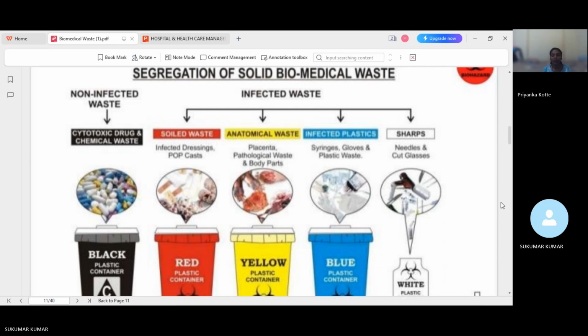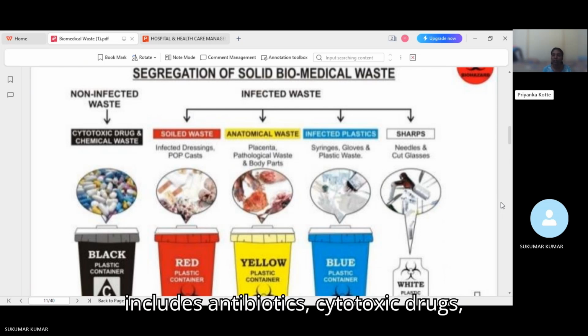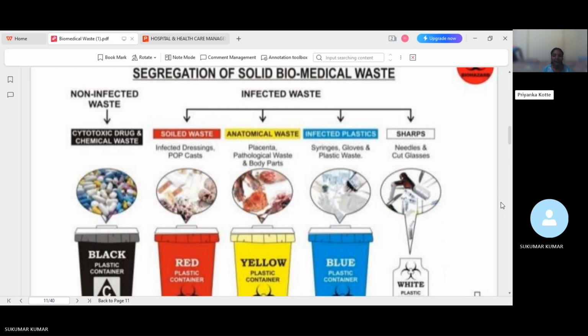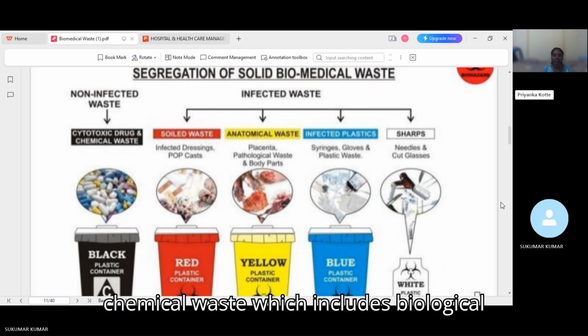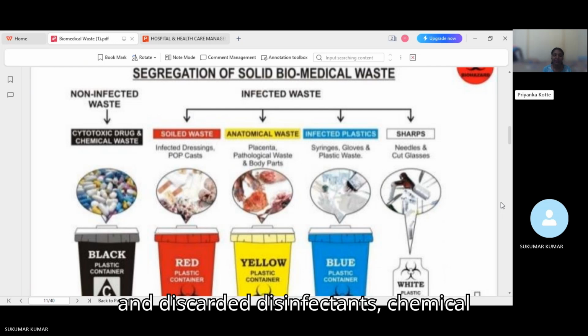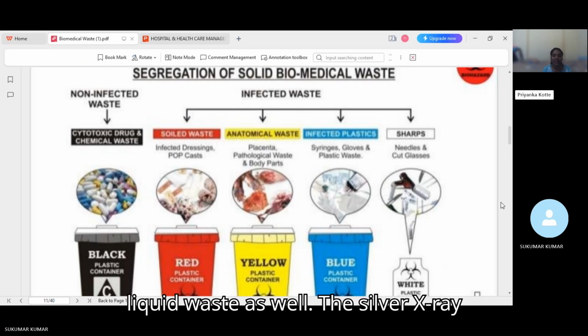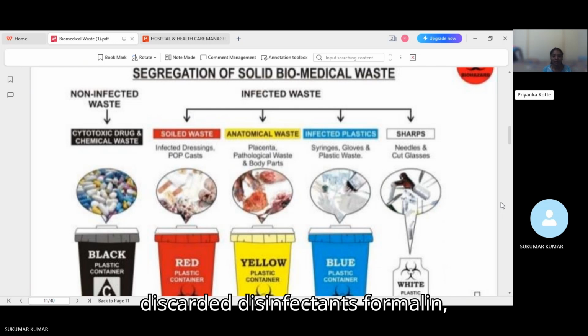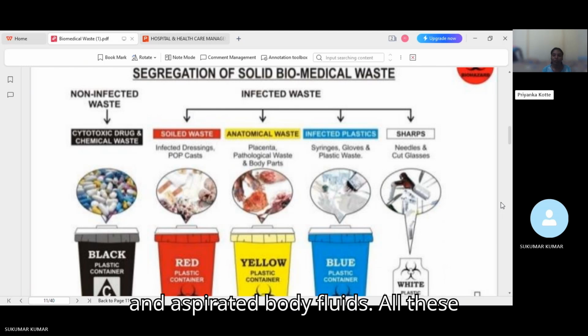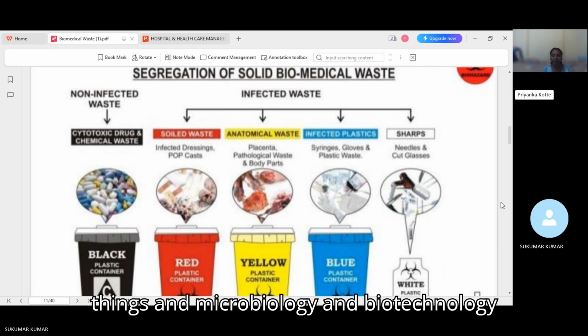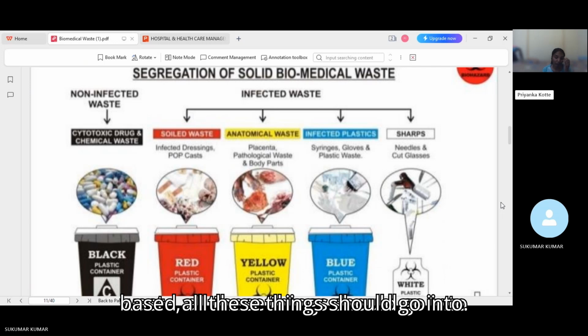need to undergo yellow. Discarded or expired medicines, which include antibiotics, cytotoxic drugs, plastic ampoules, need to undergo yellow. Chemical waste, which includes biological waste and discarded disinfectants, chemical liquid waste as well, the silver X-ray, discarded disinfectants, formalin, infected secretions, and aspirated body fluids, all these things, and microbiology and biotechnology waste. All these things should go into the yellow.